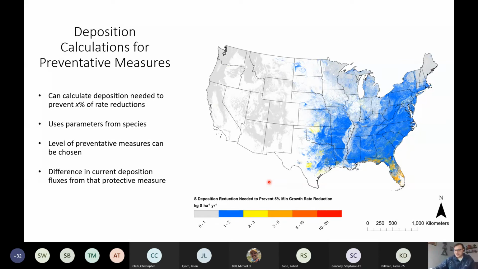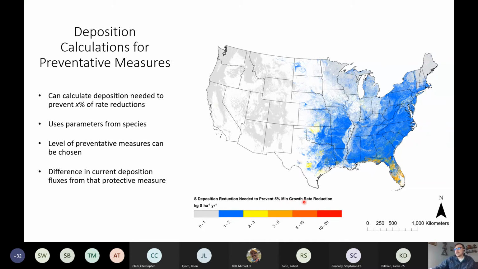5% reduction. You can see out here in the West that it's between 0 to 1 kilograms of sulfur per hectare per year. That's primarily due to the fact that we can't really go down much further in the West as it relates to sulfur deposition. Over here in the East, you can see that there are some levels of reduction that could be had in order to prevent this 5% growth rate reduction.